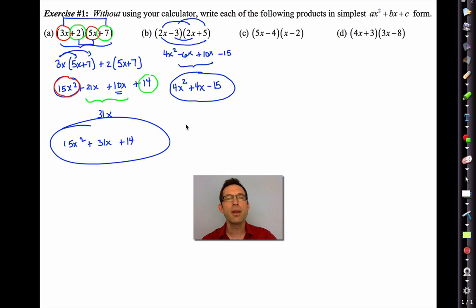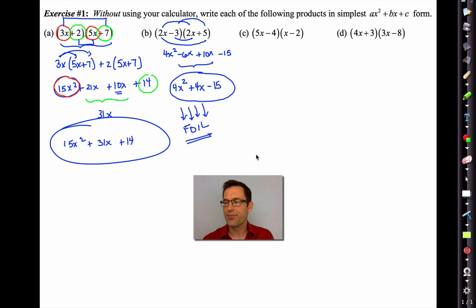All right? Many times students use what's known as a FOIL process to multiply binomials. First, outer, inner, last. All right? Any way that you do it, why don't you pause the video now and take care of C and D. All right, let's go through them.